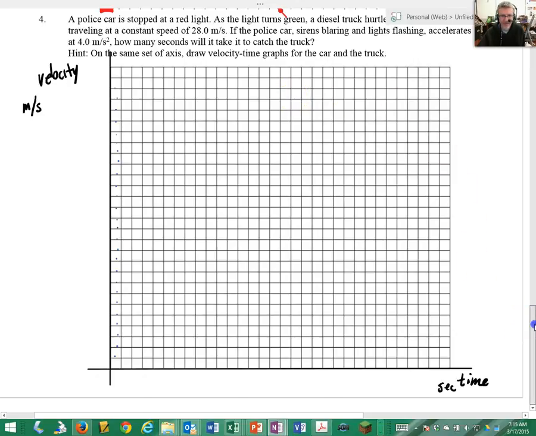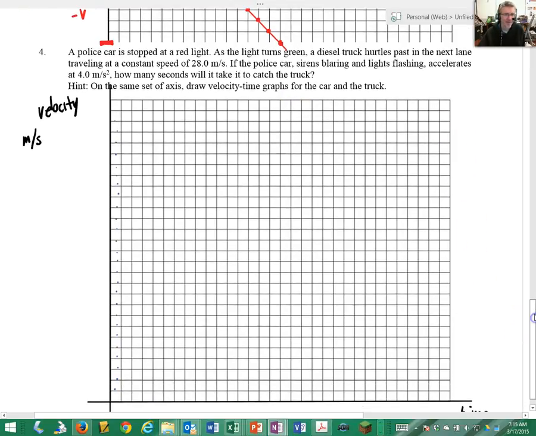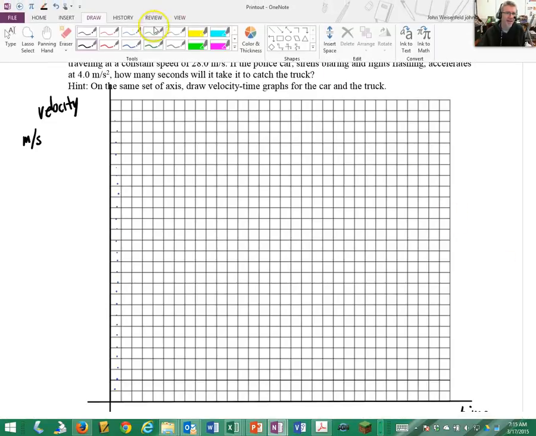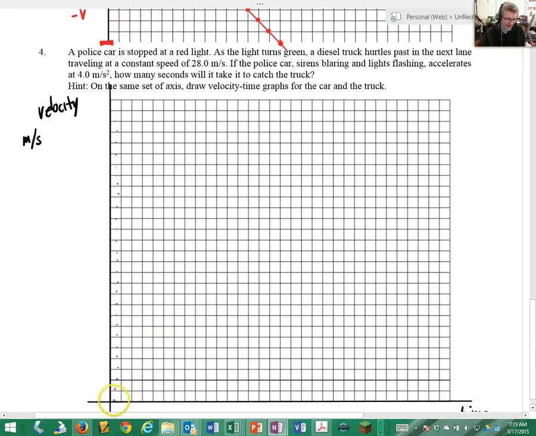So, police car is stopped at a red light. Let's draw the police car in red. So, it's got 0 velocity at 0 time. The light turns green at 0 time, and a diesel truck is going past in the next lane at a constant speed of 28 meters per second. So this, I counted, was 28. So this is 28 meters per second. If the truck is going at a constant speed, what's the slope of the truck's graph on the velocity time curve?